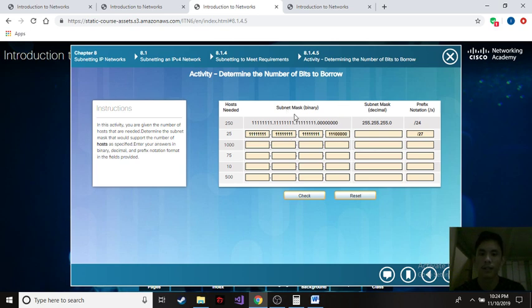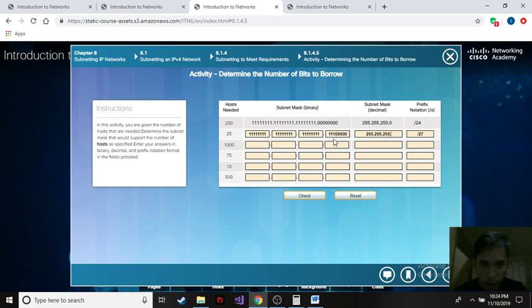So after you fill up the subnet mask binary column, next will be the subnet mask decimal. So we will convert the subnet mask binary to the subnet mask decimal. In order to do that, we're just going to convert this part into decimal, since we know that 8 ones should be 255. So 255, 255, 255.